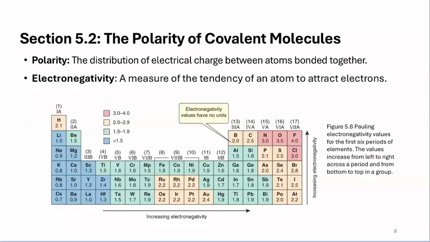In the periodic table, the trend for electronegativity is that when we move across a period from left to right, we see that the values of electronegativity are going to increase. Additionally, as we move up in a group, the electronegativity values are also going to increase.